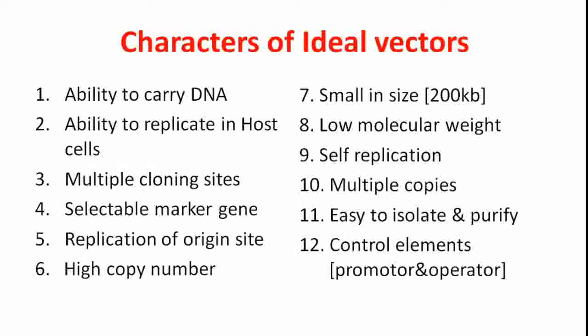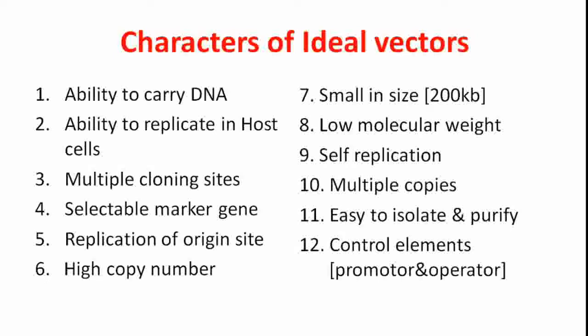And the fifth point is that a cloning vector must have a site of origin for the replication. If you are running a race, there will be a starting point for the beginning of the race. Similarly, the cloning vector also has a starting point for replication. That's called the site of origin, which means the beginning site. And this cloning vector must be able to produce a high number of copies, called high copy number.